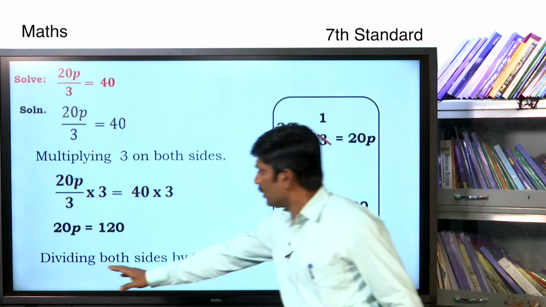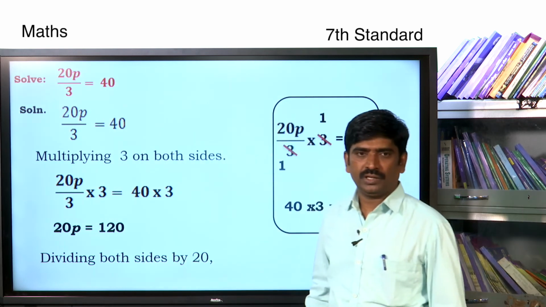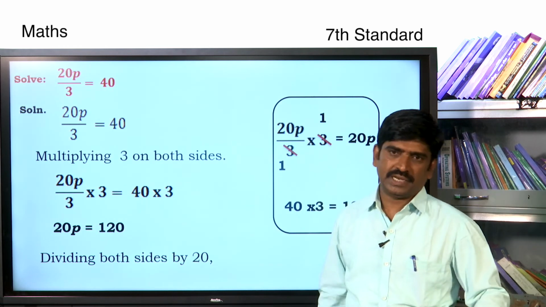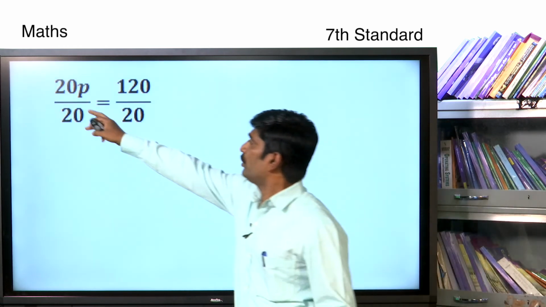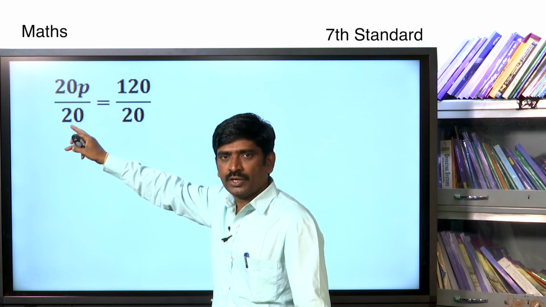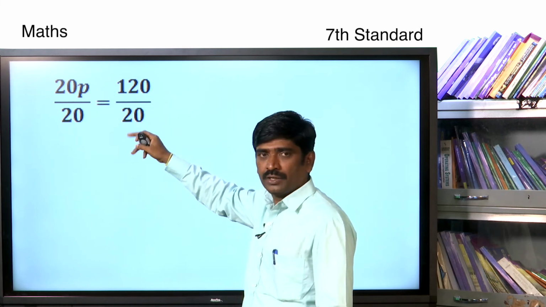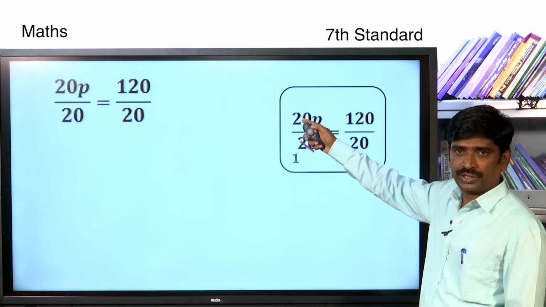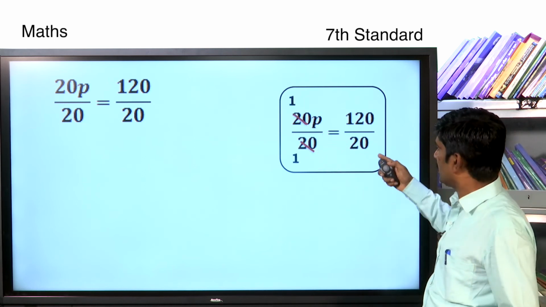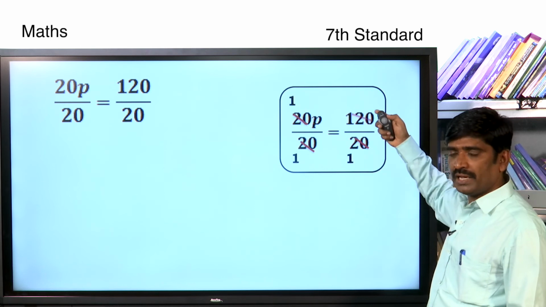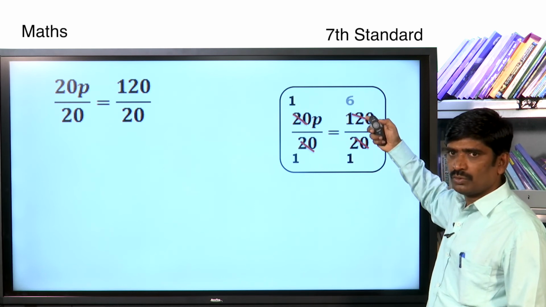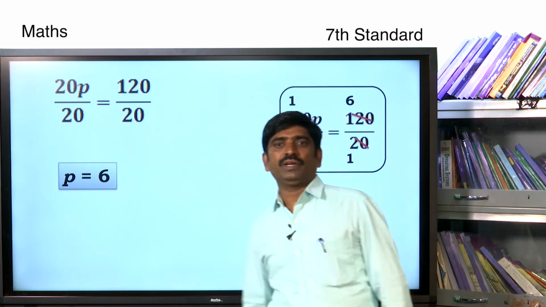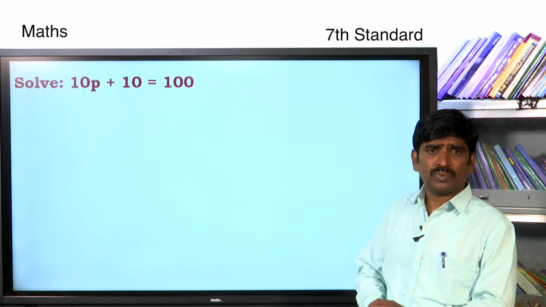Then divide both sides by 20. Here multiplication is done. That is why we divide both sides by 20. What happens? If we divide both sides by 20, 20p divided by 20, 120 divided by 20. Therefore, 20 ones are 20. Next, 20 ones are 20, 20 sixes are 120. What is the answer? Therefore, p is equal to 6. We get the answer. Next question.